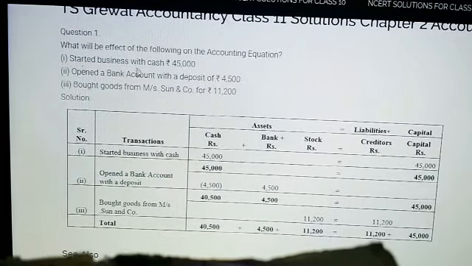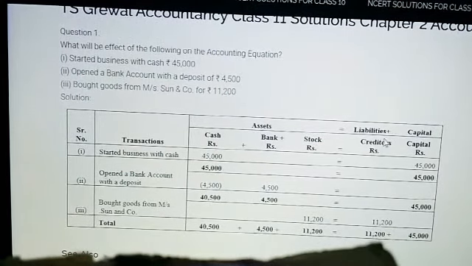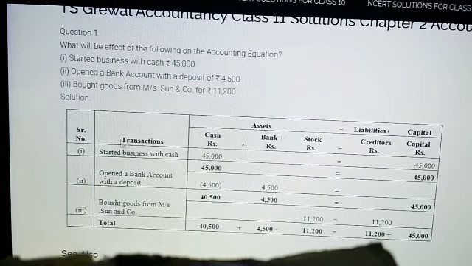started business with cash 45,000. So you have cash of rupees 45,000. So how do we start? You can see I have made this serial number, transactions, assets is equal to liability plus capital. We have written the accounting equation here. So the first statement is started business with cash 45,000. The same I have written here, started business with cash.